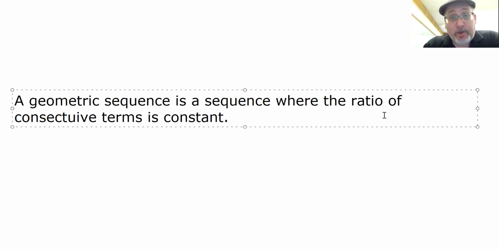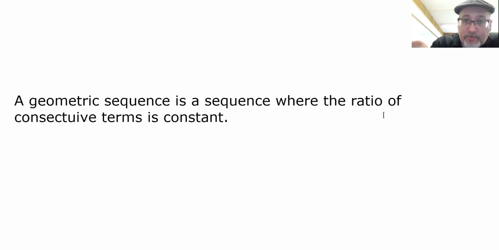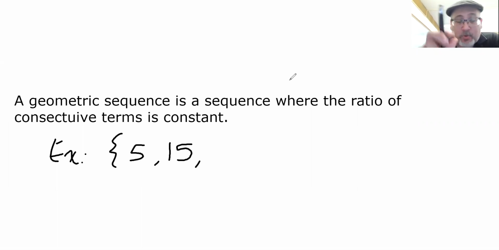This is also called a multiplicative sequence. For example, let's say we take 5 and then 15. Now, if this were an arithmetic sequence, you would be thinking adding, in which case the next term would be 25.